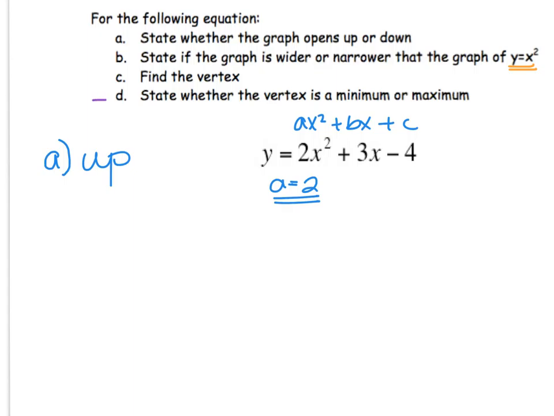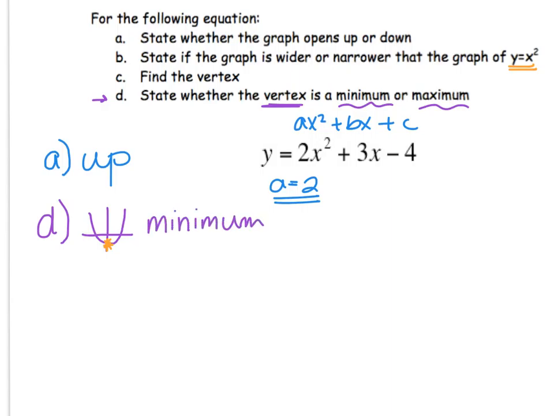Now I'm going to actually jump down to part D next. So if I look at part D, it says to state if our vertex would be a minimum or a maximum. So I'm going to draw a little image of a parabola. If a parabola opens up, it doesn't matter where this parabola would be on your graph, but no matter what, as long as it opens up, our vertex would be down here way on the bottom. That means our vertex, if a graph opens up, is a minimum, always. Minimum.